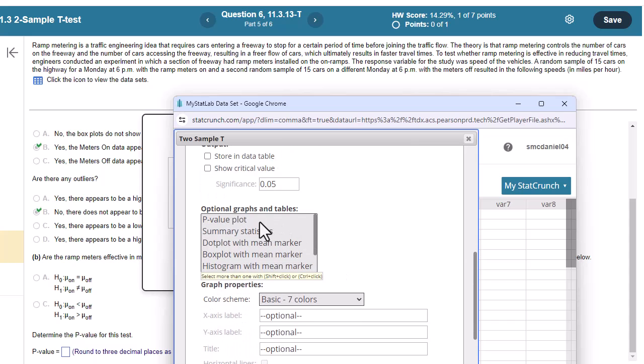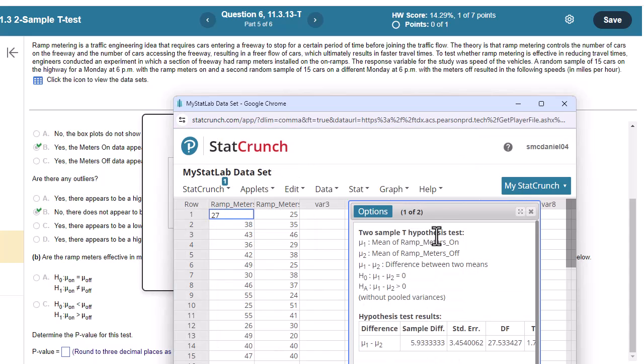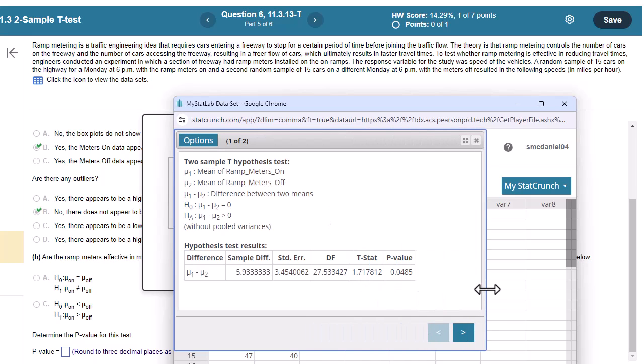You can do a p-value plot if you want. I usually like doing that. Okay, here we go. So our p-value to 3 places is 0.049.